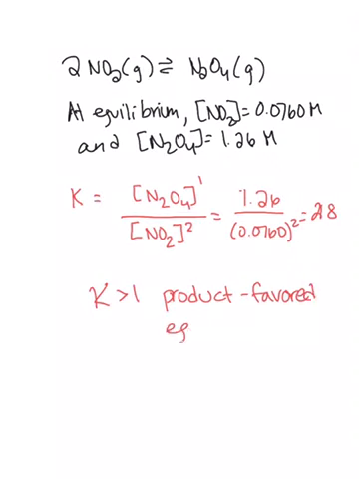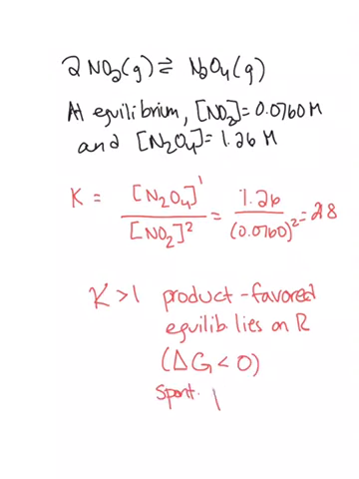Or I could say that equilibrium lies on the right. If I were to calculate the delta G for this reaction, I would say that delta G would be less than 0, right? We are spontaneously proceeding from left to right if we joined that at a certain set of conditions.